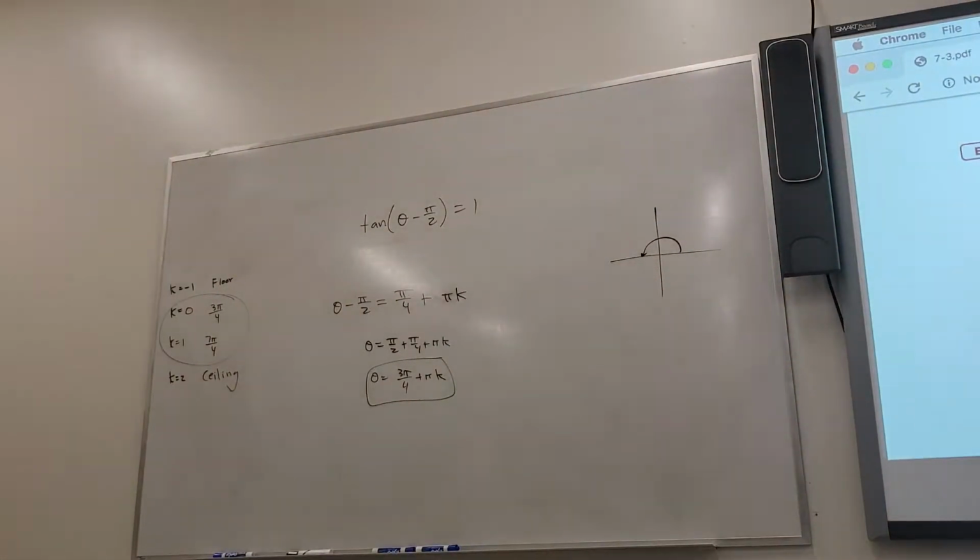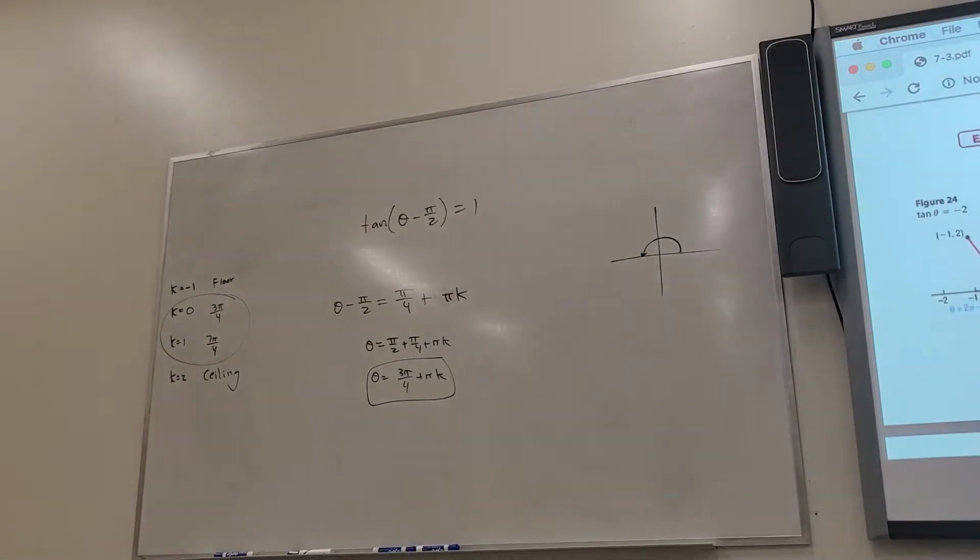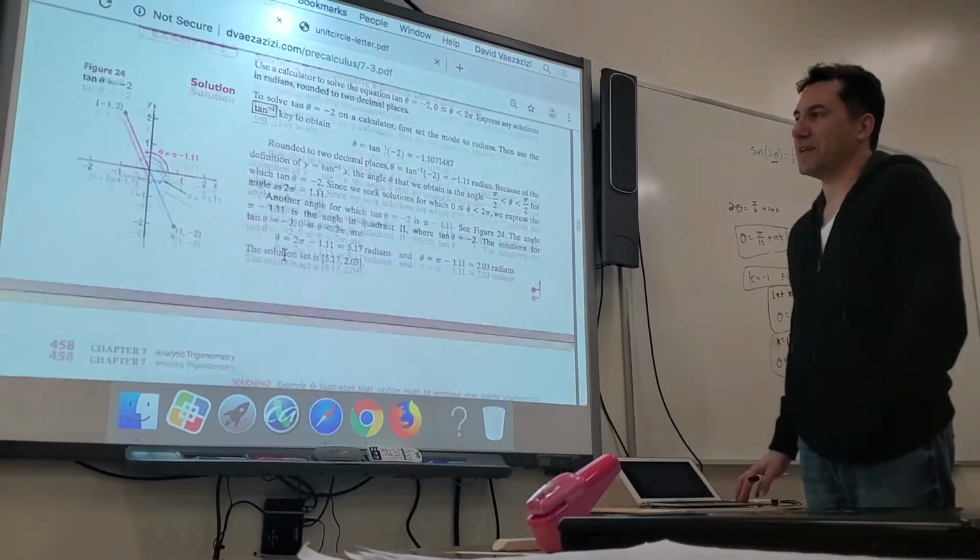They don't really use that language, floor and ceiling, but I think you should try using it. It will help you keep this stuff straight. This is a calculator. We'll deal with this later. I'll teach you how to use a calculator.